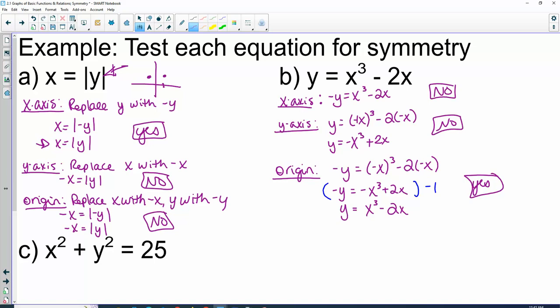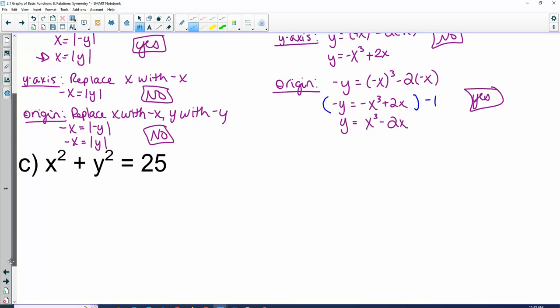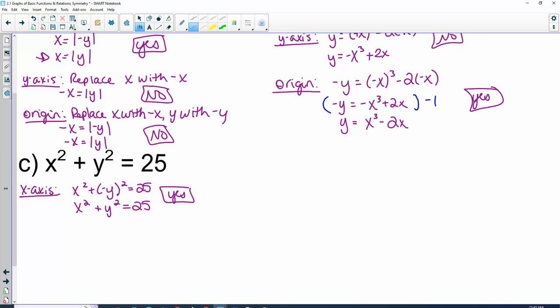Do you guys all understand how I'm doing this? Okay. Let's do one last problem like this. Alright, x squared plus y squared equals 25. So if I want to check the x-axis, what do we do? Make the y negative. What is negative y times negative y? So, is that what we started with? Yes. So this graph is symmetric to the x-axis.